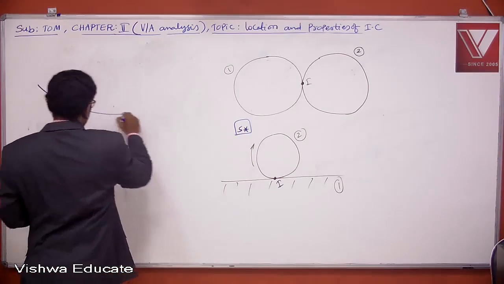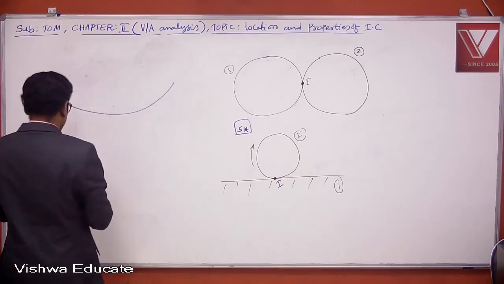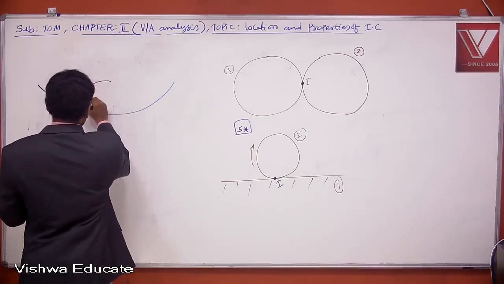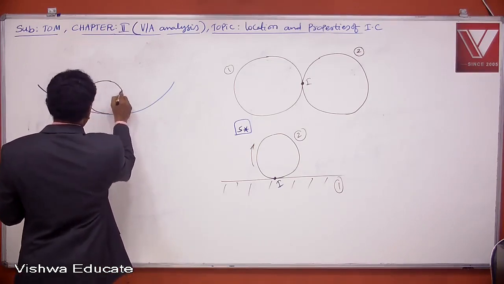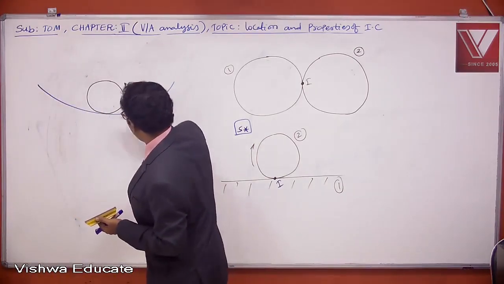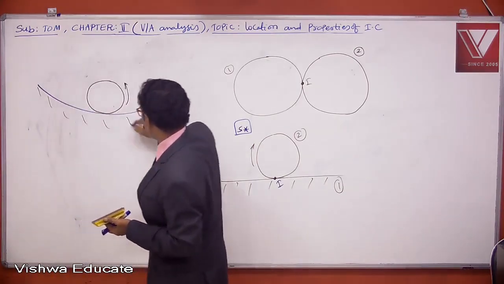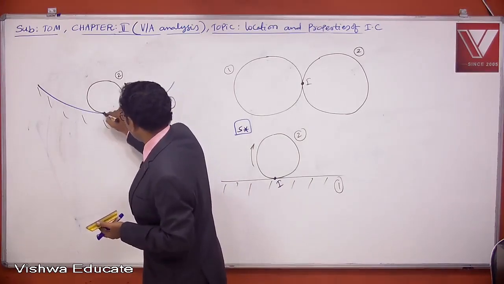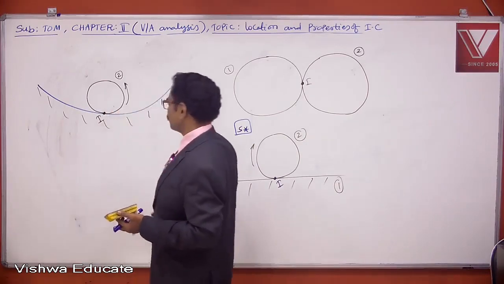Similarly, a curved surface is there. On this curved surface, a disk is rolling. The disk is executing pure rolling motion. So this disk is executing pure rolling motion on this curved body. This is the first body and this is the second body. Their common IC also lies at the point of contact.